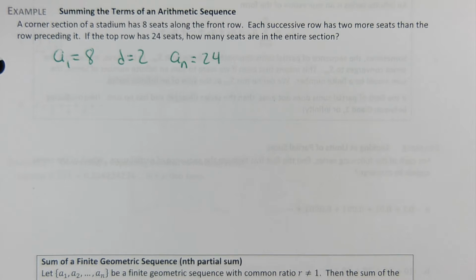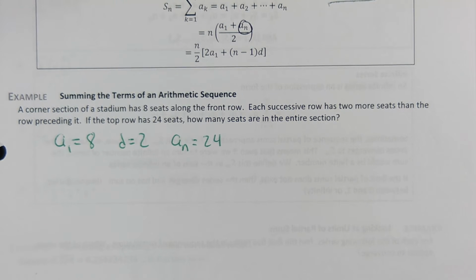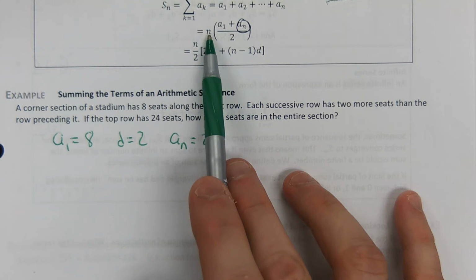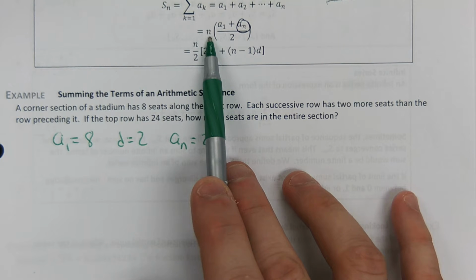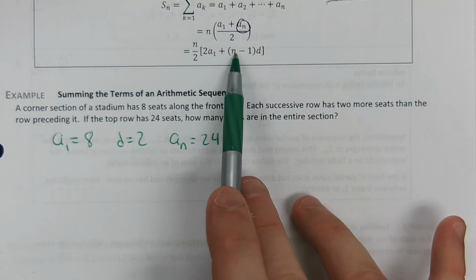Instead, what you want to do is look at the variables you have, a1, d, and an, and use them to find what you don't know. What you don't know is n, the number of rows. So if we look at our two formulas, I don't know this n, but I do know that. I don't know that again.